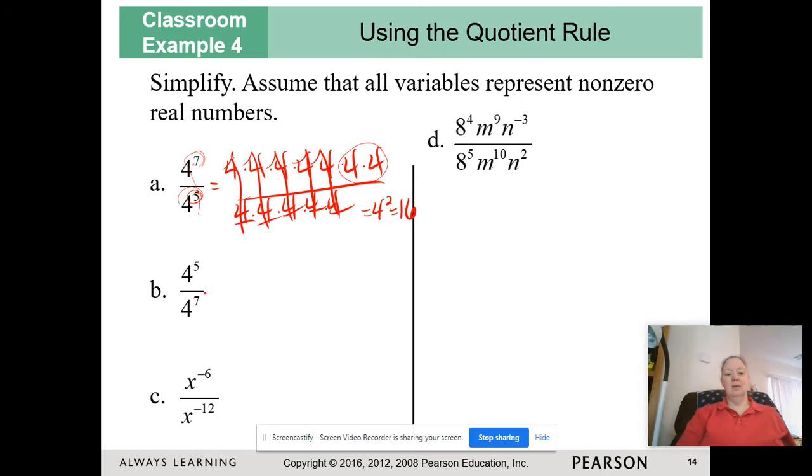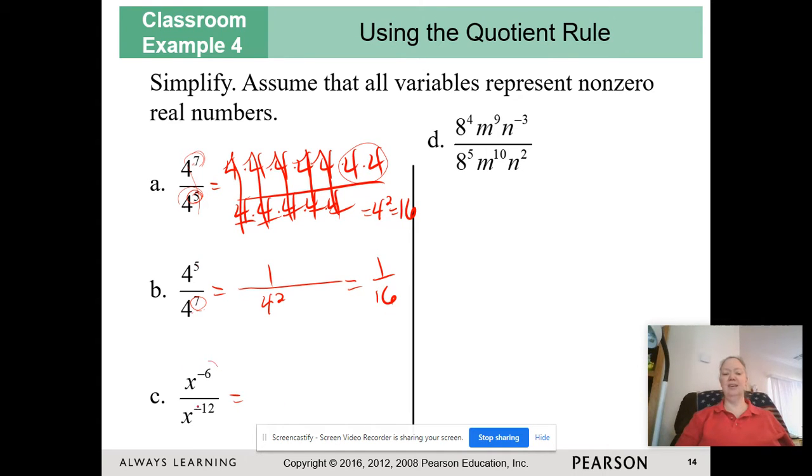Okay. Again, we're going to have 5 pairs of 4s that will cancel out, 5 on top and 5 on the bottom. And we're left with 2 4s on the bottom. And so we have 1 over 16.